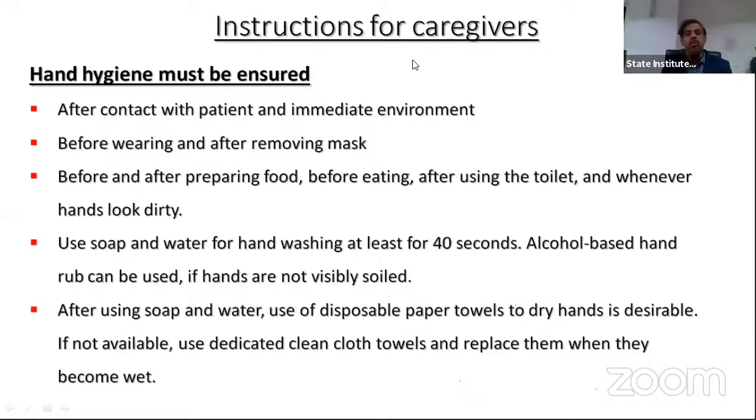And how to do hand hygiene, I have already told you, repeating again: use soap and water for at least 40 seconds. Otherwise, you can use alcohol-based hand rub if hands are not visibly soiled. If the hands are visibly soiled, you cannot use hand sanitizer. You have to use soap and water. That's important.